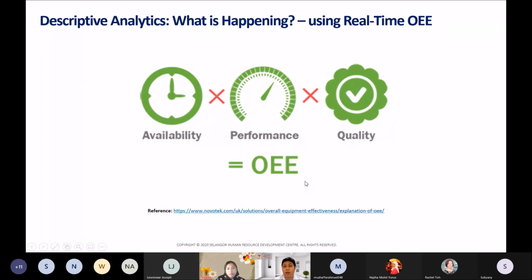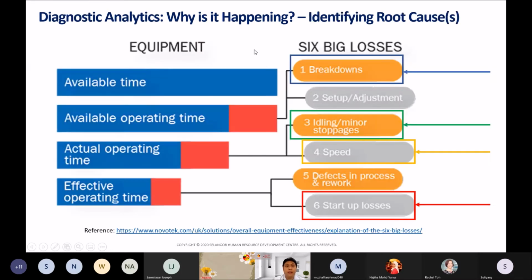OEE stands for overall equipment effectiveness, where we talk about availability, performance, and quality, right? A, P, and Q, availability, performance, and quality, which will give you your OEE, right? So therefore, in OEE, what happens here is that we talk about identifying root cause, right? Why is it happening? So from the three factors of availability, performance, and quality, you are straight away able to identify part of your 6 big losses.